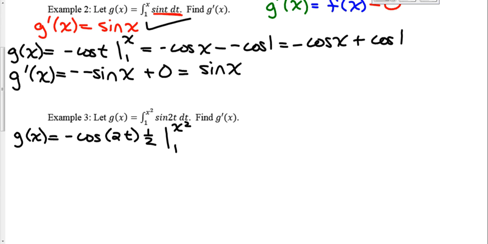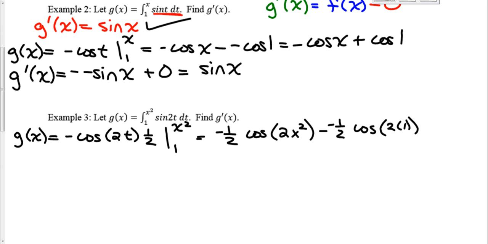When I do my work, I'm going to go ahead and pull that negative 1/2 into the front. So I have a negative 1/2 cosine of 2t. I need to replace t with x squared. So that's 2x squared minus negative 1/2 cosine. Now I need to replace the t with 1, which would be 2 times 1. So when I simplify that, that's negative 1/2 cosine of 2x squared plus 1/2 cosine of 2. And again, this is g.